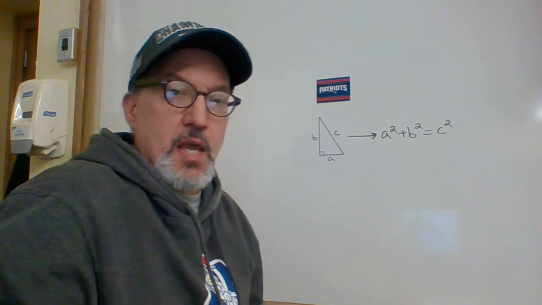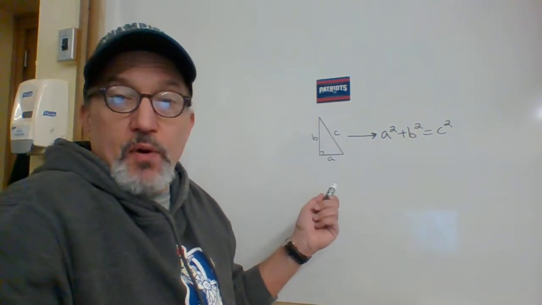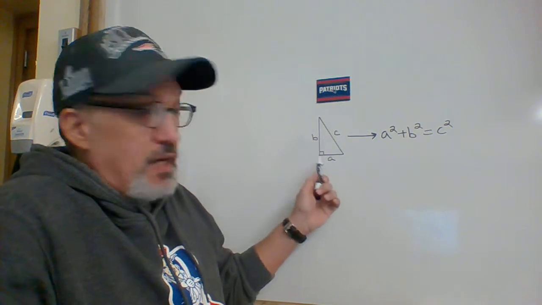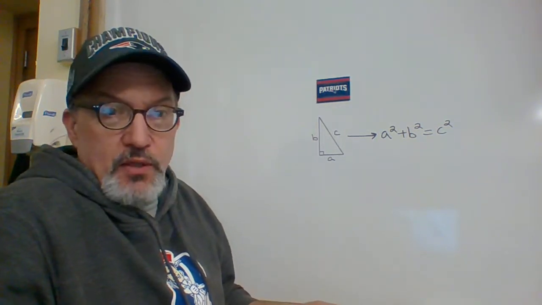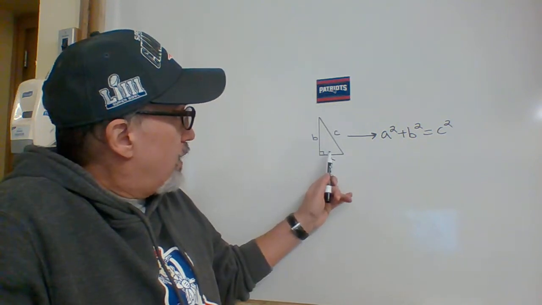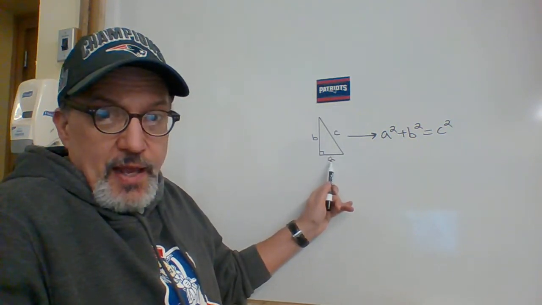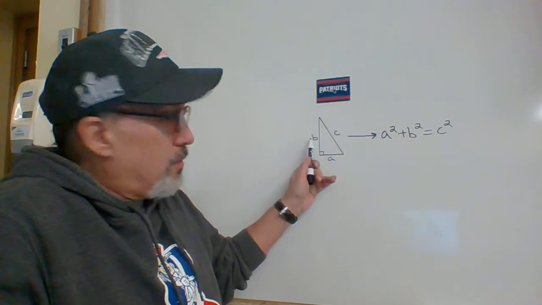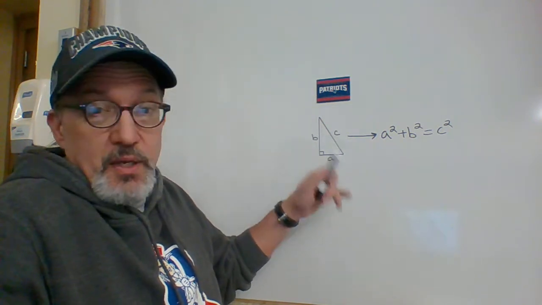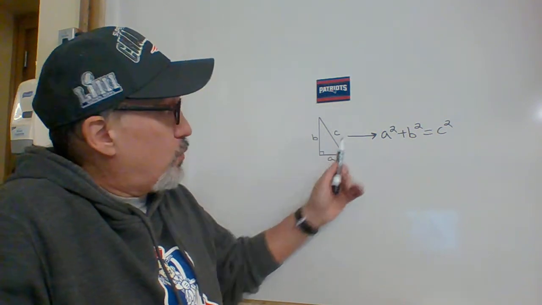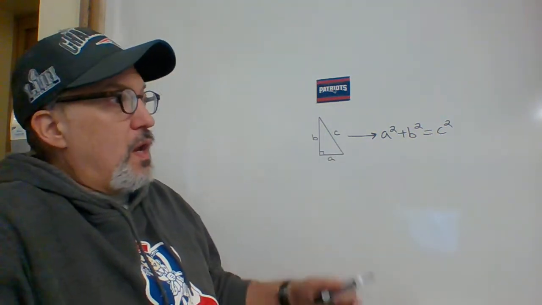Nice to see you again. Here's a diagram of a right triangle where I've labeled the two legs A and B and the hypotenuse C, as is standard. And the Pythagorean theorem says that if you have such a right triangle, the square built on side A, its area, plus the area of the square built on side B will be exactly equal to the area of the square built on side C.